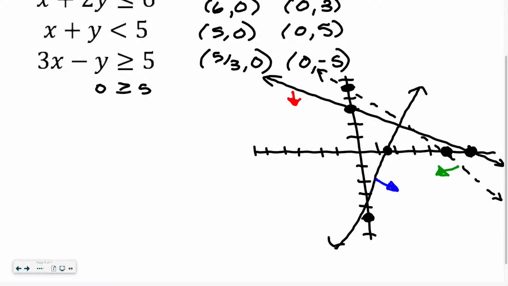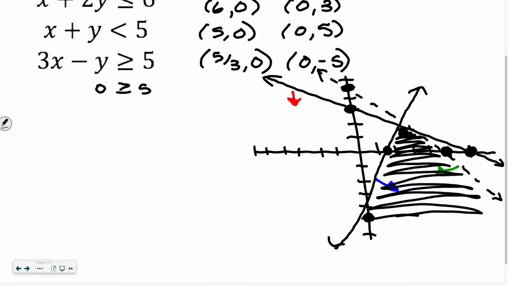Okay, so can you tell where your full overlap is? Is it bounded or unbounded? It's unbounded. It's this section right here. Okay, so that's an unbounded region. Even though it's unbounded, you should still be able to find any vertices.